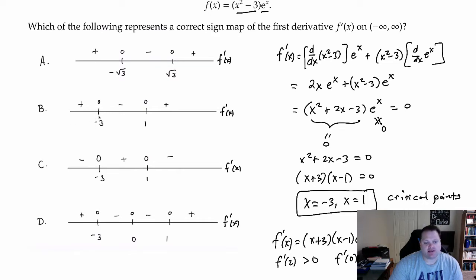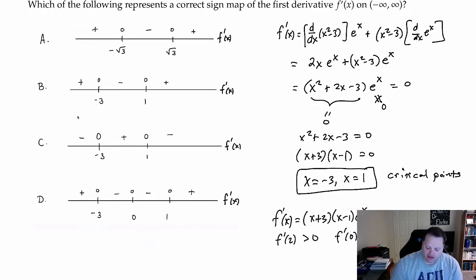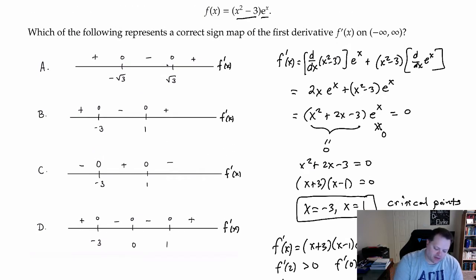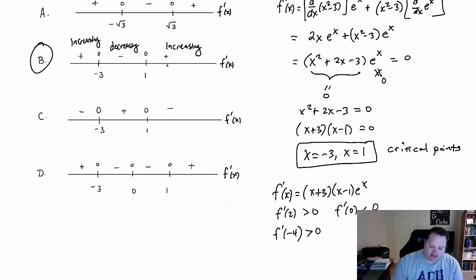If I was to test to the left of negative 3, so pick a value like say negative 4. If you were to plug negative 4 in, that factor would be negative, that would be negative, and this would be positive because exponentials are always positive. So a negative times a negative is positive times a positive is positive. So I know that I would have a positive slope over here. The point to this is I know my function is increasing on this interval, decreasing on this interval, and increasing on this interval. So B is the correct answer.